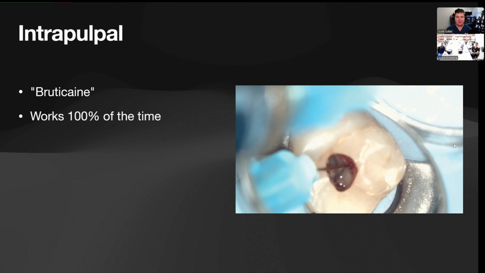It does not matter what you give this with. You can give it with water. They've shown this in multiple studies. It is pressure-based anesthesia. It's not from the local anesthetic itself. It works 100% of the time. The problem is it only lasts for about 30 seconds.